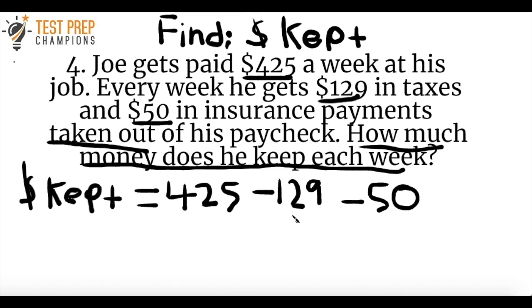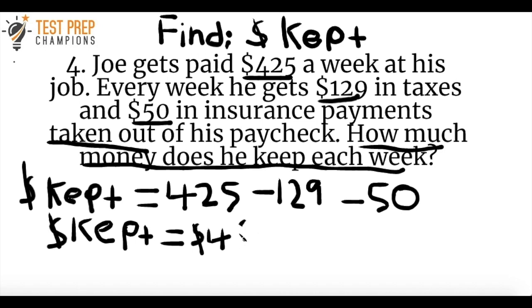So we would then do on our calculators 425 minus 129 minus 50, and the math will tell us that the money kept is equal to $246.